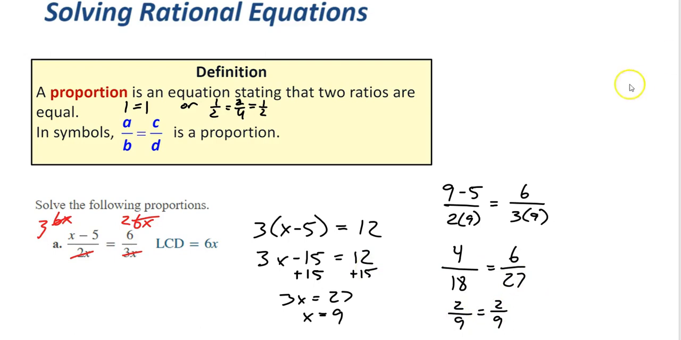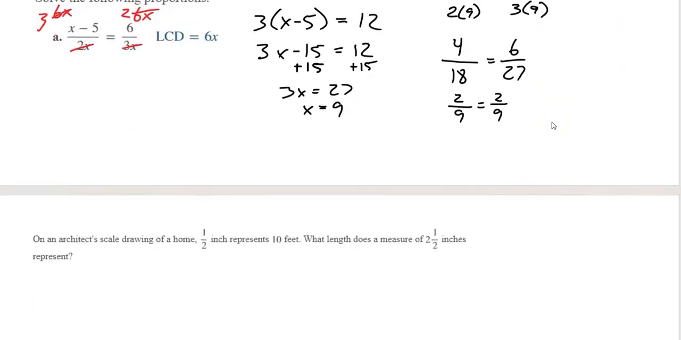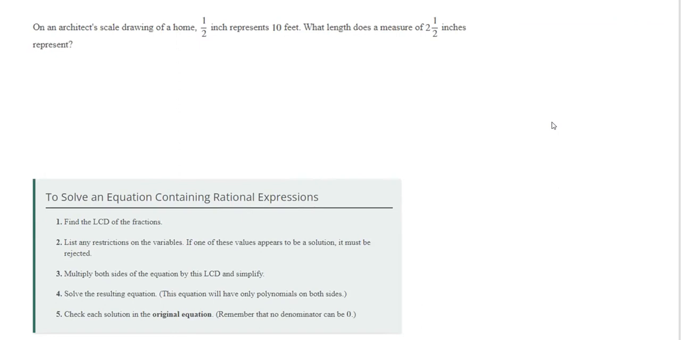So let's continue on. That's what a proportion is. Okay, let's look at this. This is going to be a proportion here. On an architect scale drawing of a home, 1/2 inch represents 10 feet. Okay, what length of measure does 2.5 inches represent?